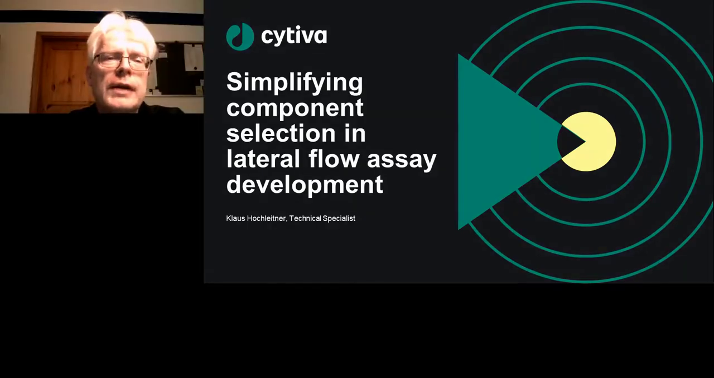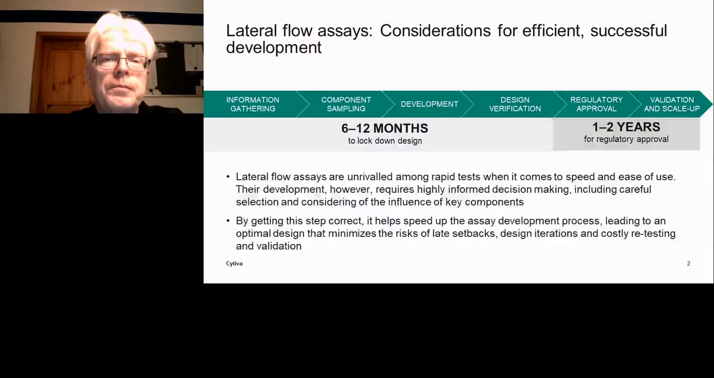Great. Thank you for the introduction and welcome to this presentation on component selection in lateral flow assay development. Lateral flow assays are rapid tests that are unrivaled in terms of speed and ease of use. The point is that their development can take an awful lot of time. So typically, starting from the test idea over component sampling and development and design verification, you can easily spend up to 12 months, and including stability tests, regulatory approval, validation, and scale up, it may last a total of 2 years. You want to get this step correct, and that means that you need to select your components early and in the correct way.